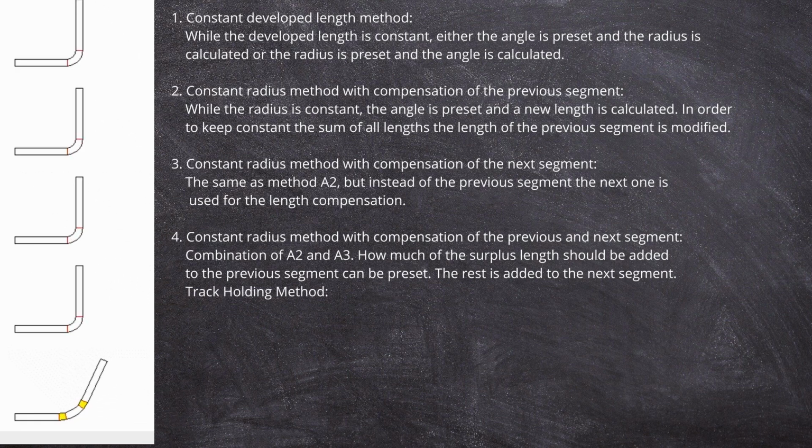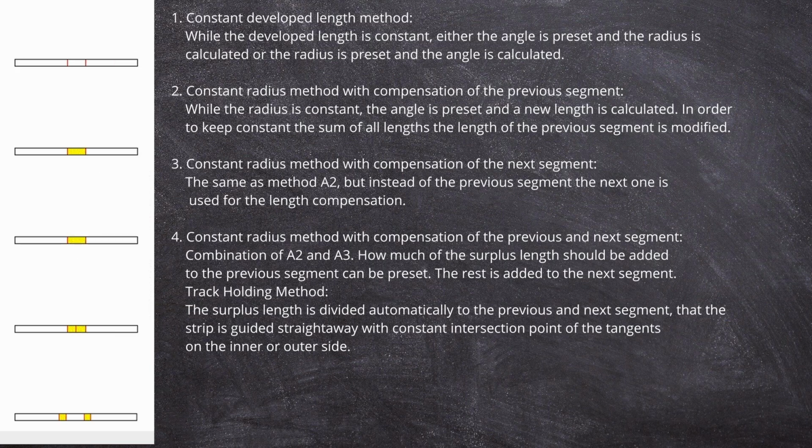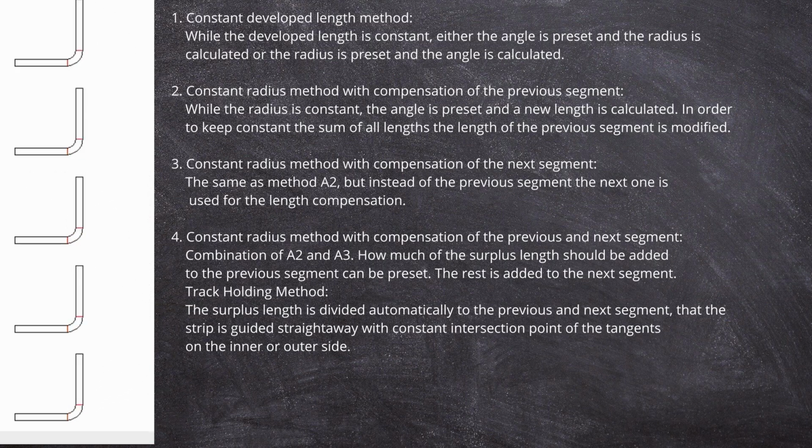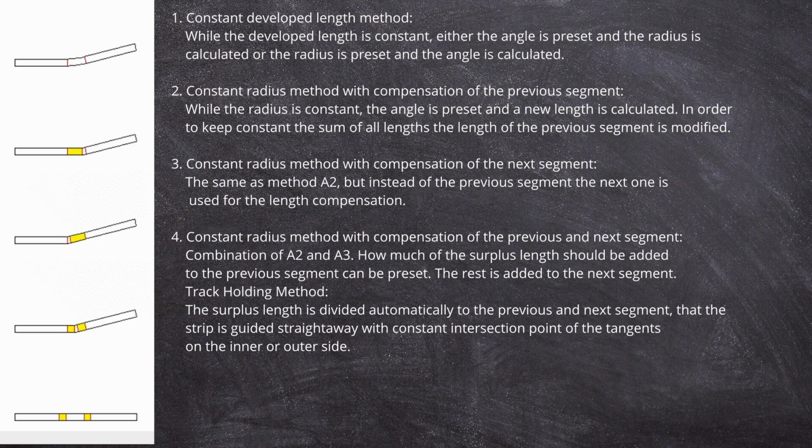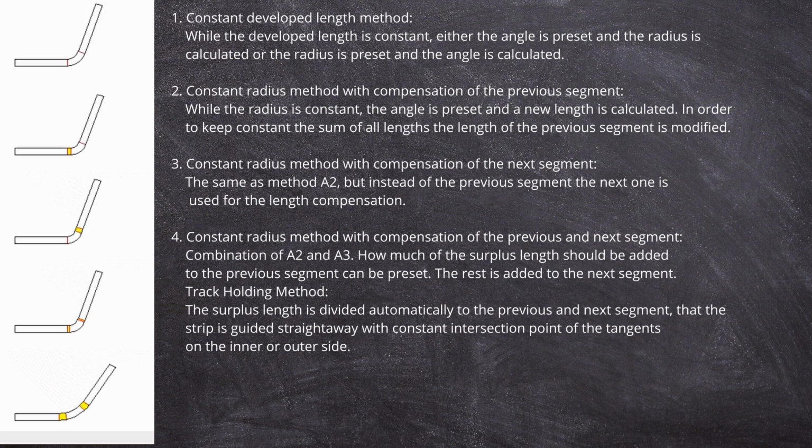Track holding method. The surplus length is divided automatically to the previous and next segment, so that the strip is guided straight away with constant intersection point of the tangents on the inner or outer side.